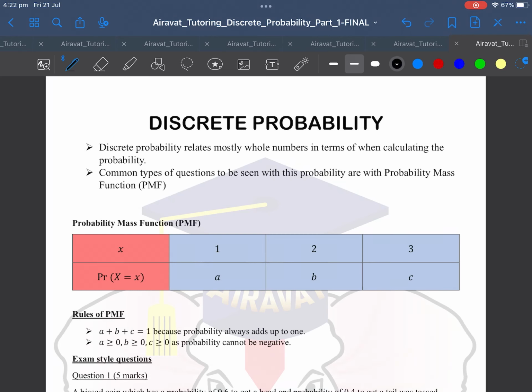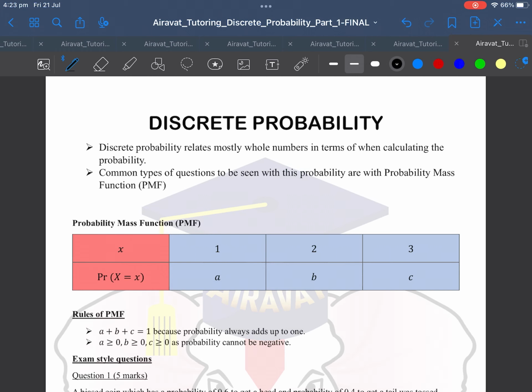Hello everyone, so I finally decided to make a video on discrete probability. This is going to be part 1 of discrete probability, where I go through PMF, mode and median, with a lot of exam style questions, so stay tuned for that. I will also try to provide the marking scheme for those exam style questions to give you a brief idea of what the examiners are looking for when they check your paper.